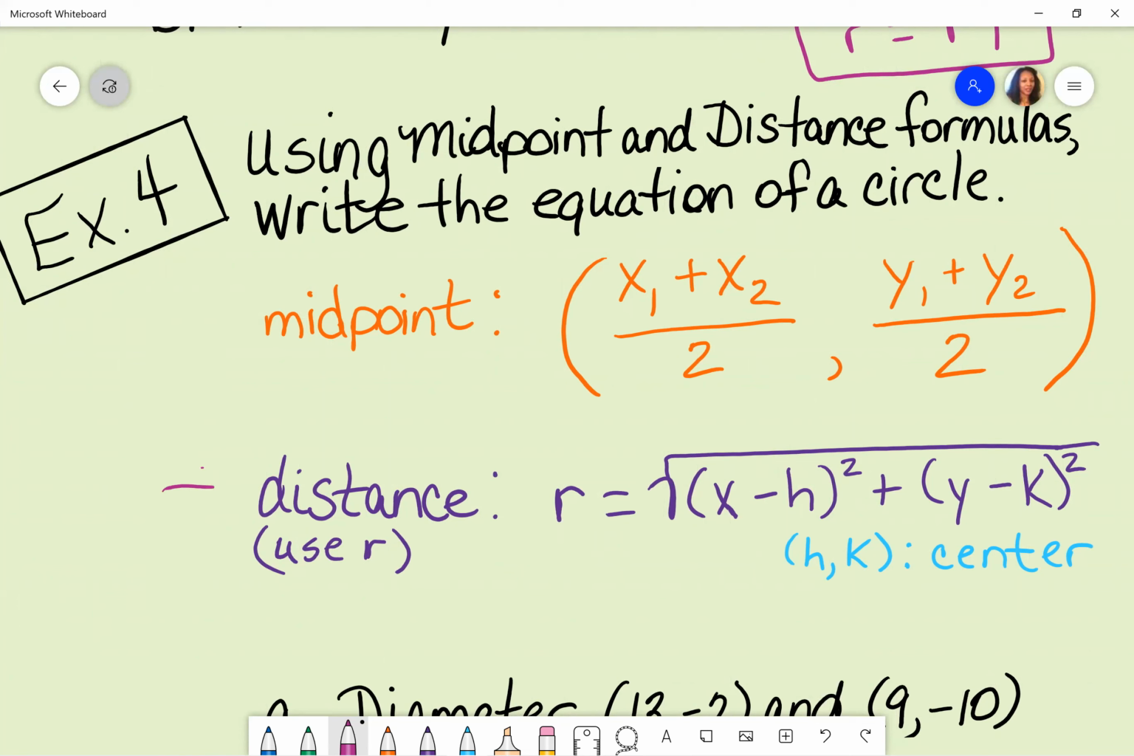For your distance formula, instead of using D for distance, just use R, which represents radius. But remember, your equation of a circle asks you to square the radius. So remember that when you're solving.